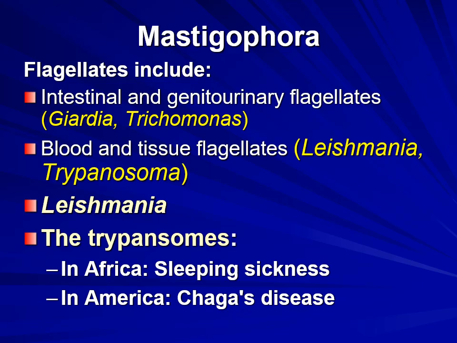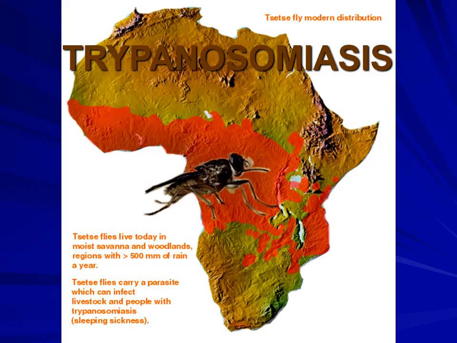The mastigophora, this is leishmania, and then the trypanosomes. We have the trypanosomes as well. And in the trypanosomes, we have got partly in Africa and the other part in America. Let's go and see. First, we go to Africa. Okay, fasten your seat belts well.